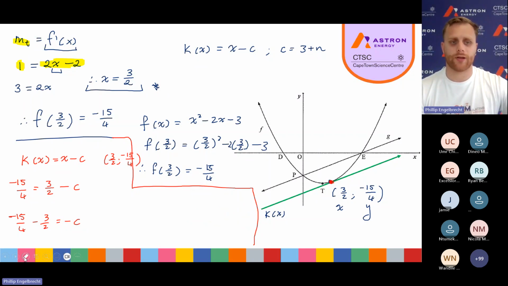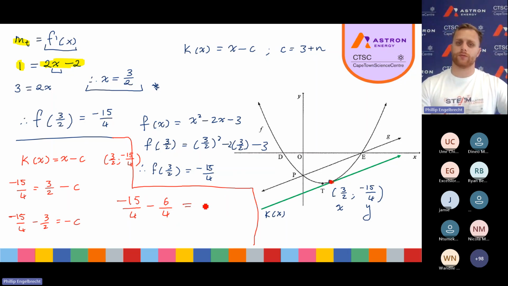So negative 15 over 4 minus 3 over 2. 3 over 2 becomes 6 over 4, so that is equal to negative c. Then you get that negative 21 over 4 is equal to negative c. So you're right, therefore c is equal to 21 over 4. Yeah, you guys are correct.